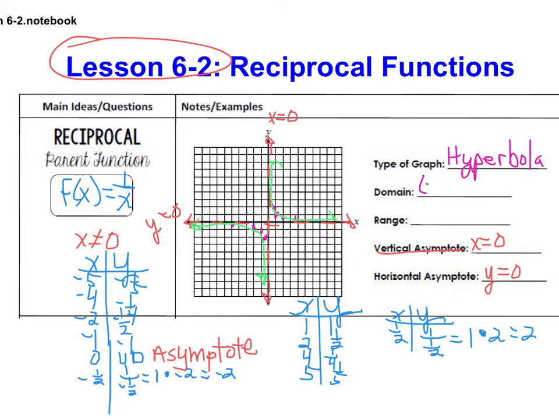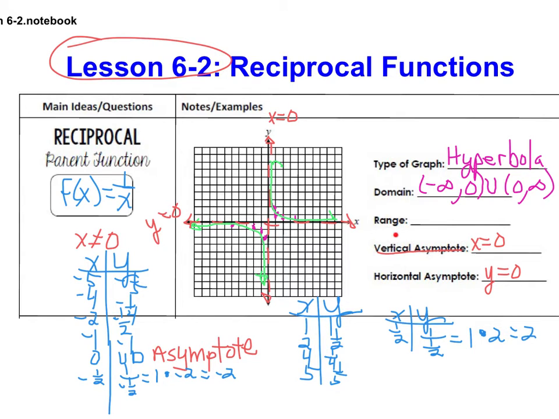I'm going to go from -infinity to 0. And I have parentheses at 0 because 0 is not part of our domain. And then we're going to jump the fence, so I have to union that with this interval here. So from 0 to +infinity is the rest of my domain. So my domain is affected by that vertical asymptote, x equals 0.